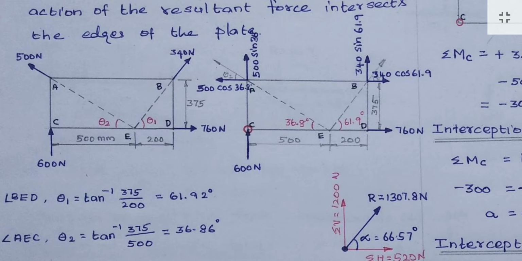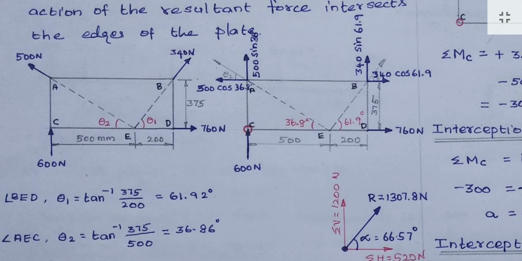How to find? Using this right angled triangle, where one angle is 90 degrees. So it is the right angled triangle BED. In the triangle BED, we have to find theta 1. We can use tan theta because the opposite side and adjacent side are known. So theta is the tan inverse of the opposite side by the adjacent side of this triangle. So we will get the angle as 61.92.